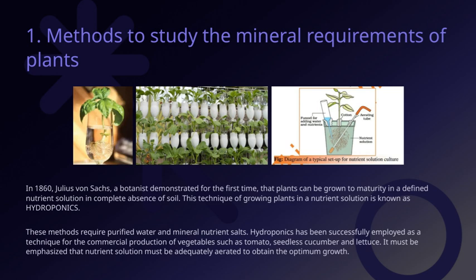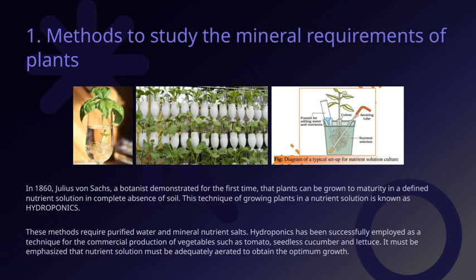Interestingly, back in 1860, Julius von Sachs, a pioneering botanist, demonstrated something groundbreaking. He showed that plants could be grown to maturity in a defined nutrient solution without any soil at all. This was the first clear evidence that plants can thrive in a soil-less environment, and that technique is now known as hydroponics.